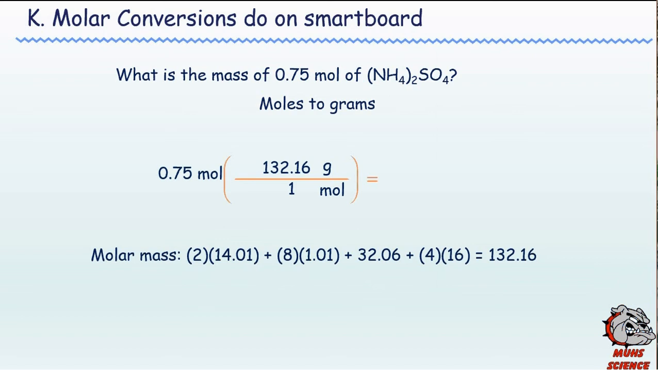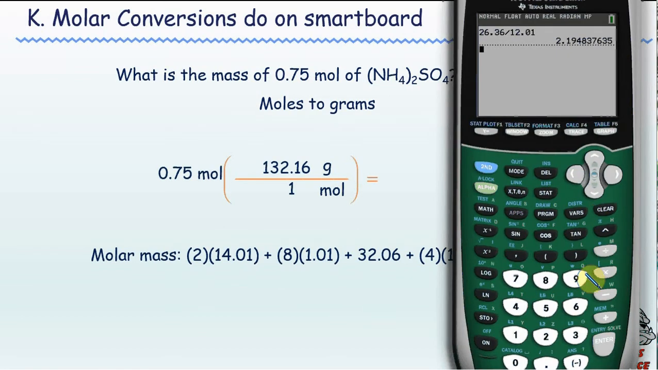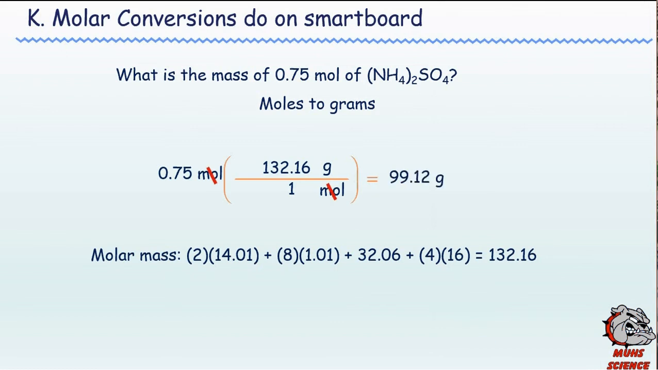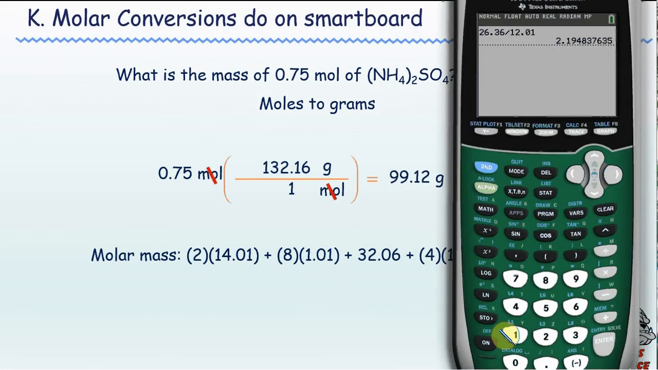And now I can calculate the final mass here, and I'm going to go ahead and cancel out moles. Moles are going to cancel out, and when you calculate it, you should get 99.12. I'll show you that here real quick. 0.75 multiplied by 132.16 gives 99.12 grams.